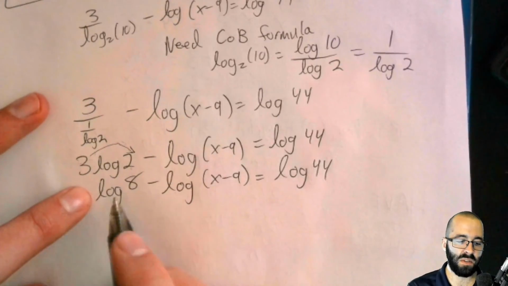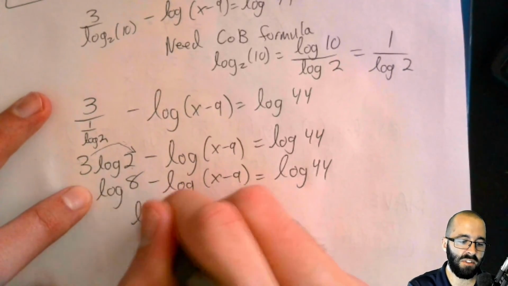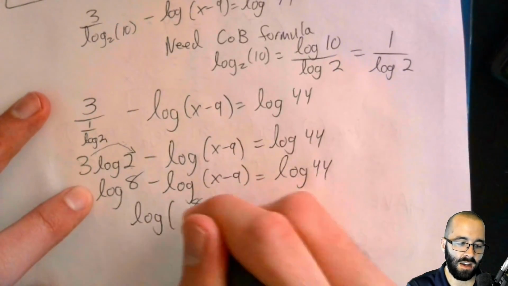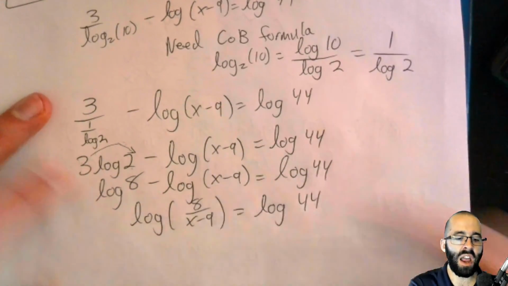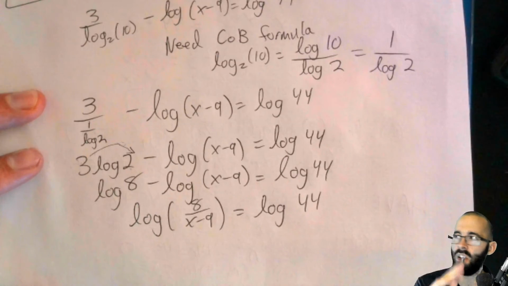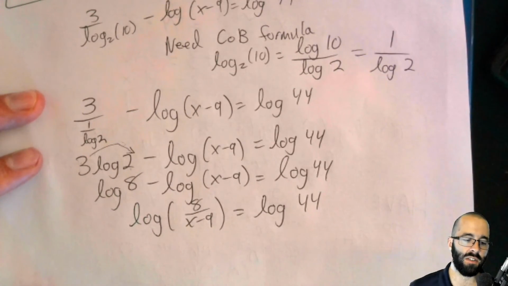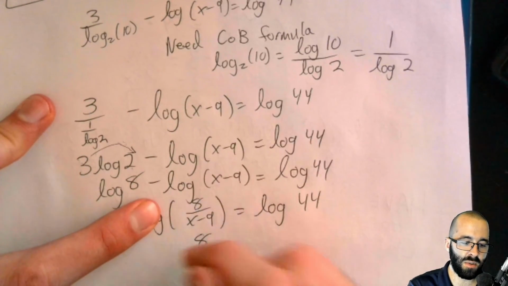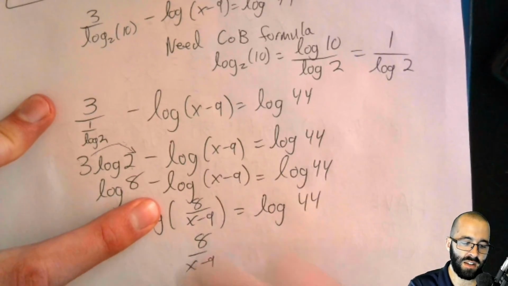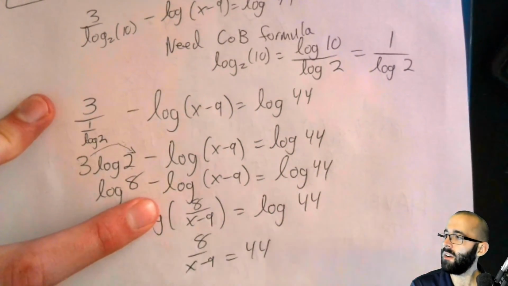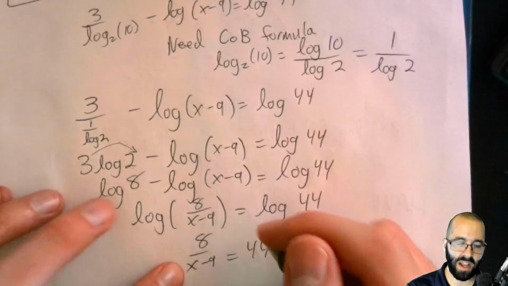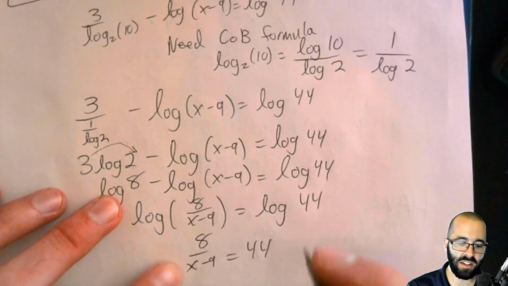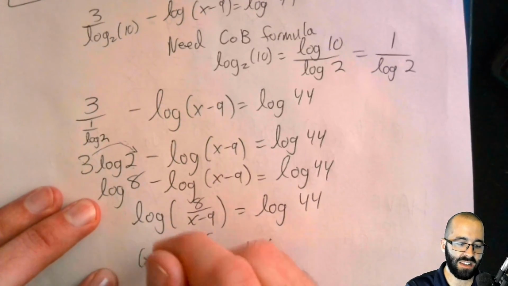So we have subtraction of logarithms. That'll be the division of their insides. 8 divided by x minus 9 is equal to the log of 44. And finally, we've got a logarithm is equal to another logarithm. So we set their insides equal. 8 over x minus 9 is equal to 44. Another rational equation, we multiply by the LCD. Multiply both sides by x minus 9.